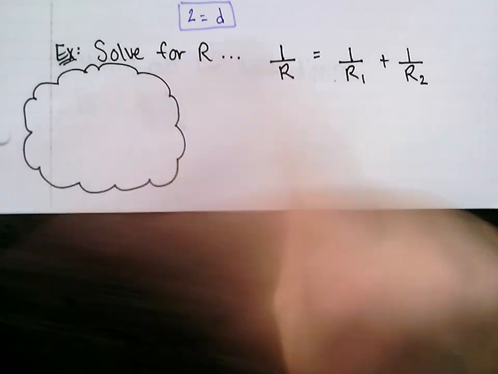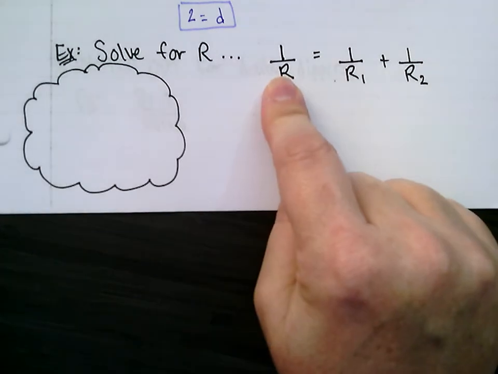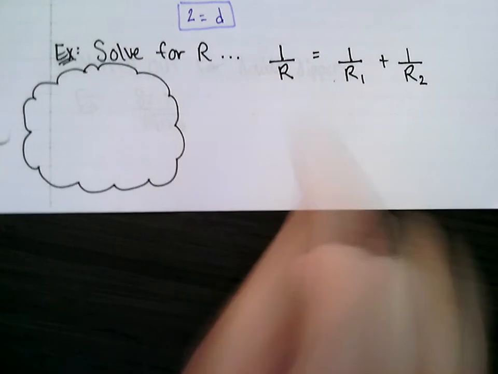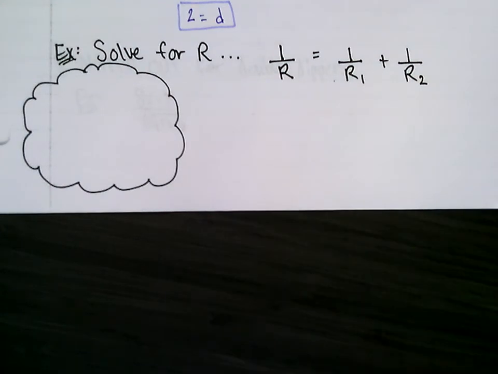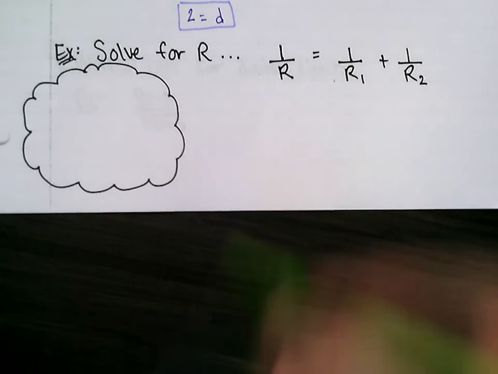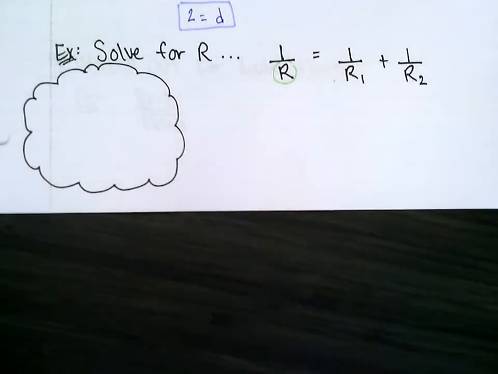Anyway, we're going to solve for this R right here. I see fractions in this problem, and whenever I see fractions, I'm thinking I need to clear the denominators. So I am going to start off by clearing my denominators. This ultimately is the guy I'm trying to solve for.